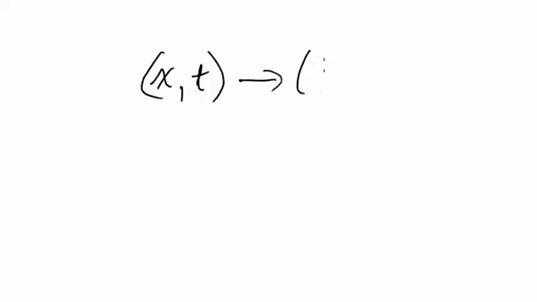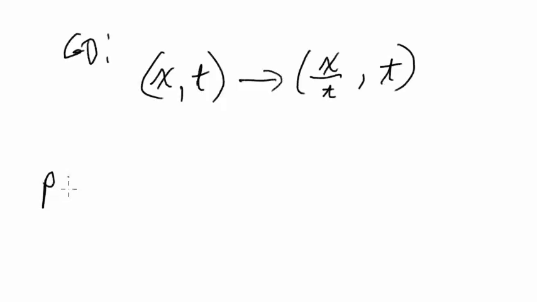I'm going to shrink the x-coordinate by a factor of t. And I'm going to leave the t variable alone. Now this is what George Dishman calls Milne's model. He's wrong. This is not Milne's model.